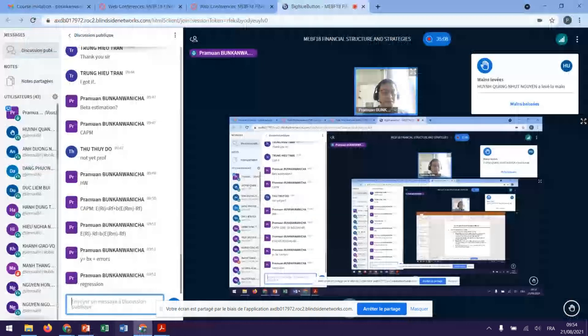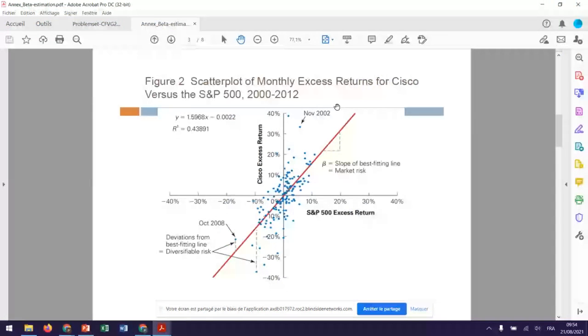Which is exactly this one, right? You plot RM minus RF against RI minus RF, and you get the beta. You can have an Excel spreadsheet and just take the series of returns. For example, you take the monthly excess returns of the S&P 500 and Amazon, and you will be able to calculate the beta of Amazon.